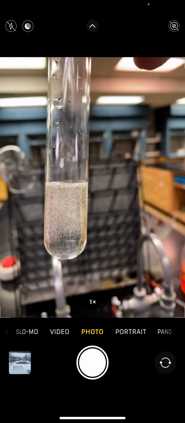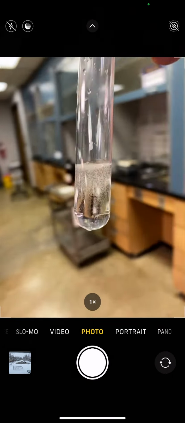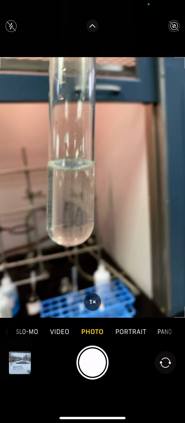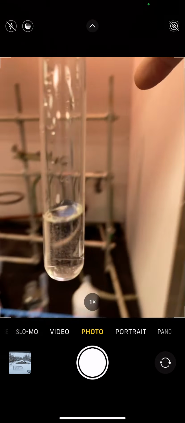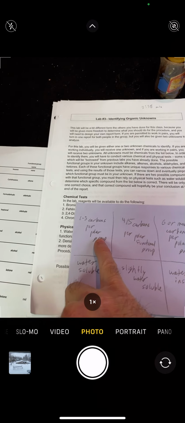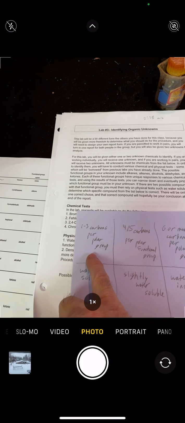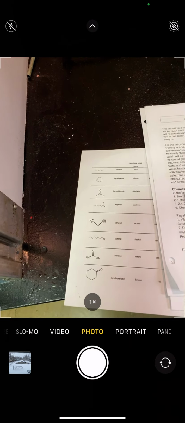So we can say that our unknown is, I'm kind of waiting because you can see the bubbles kind of settling out. It's definitely 1 layer. So if it's 1 layer, that means water soluble. It must have 1 to 3 carbons per polar functional group. I'll let you figure out which ones of those have 1 to 3 carbons per polar functional group.